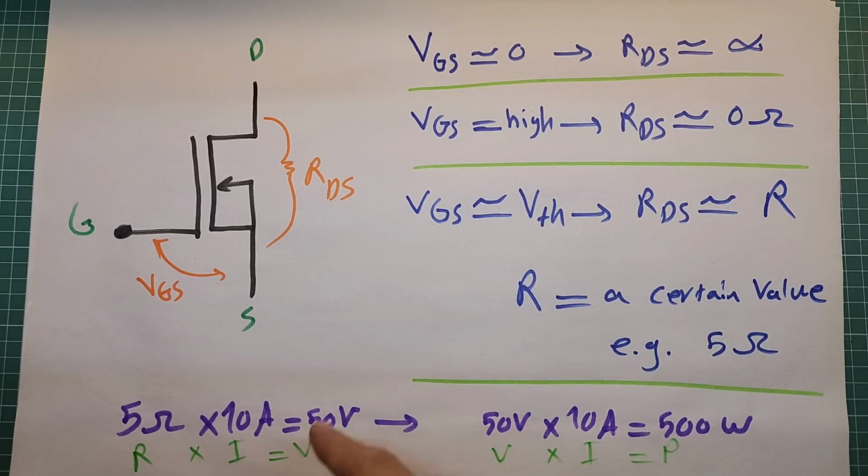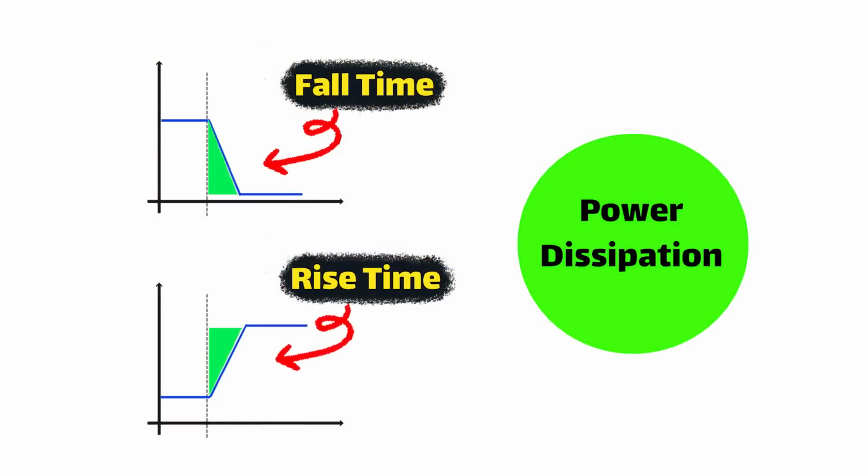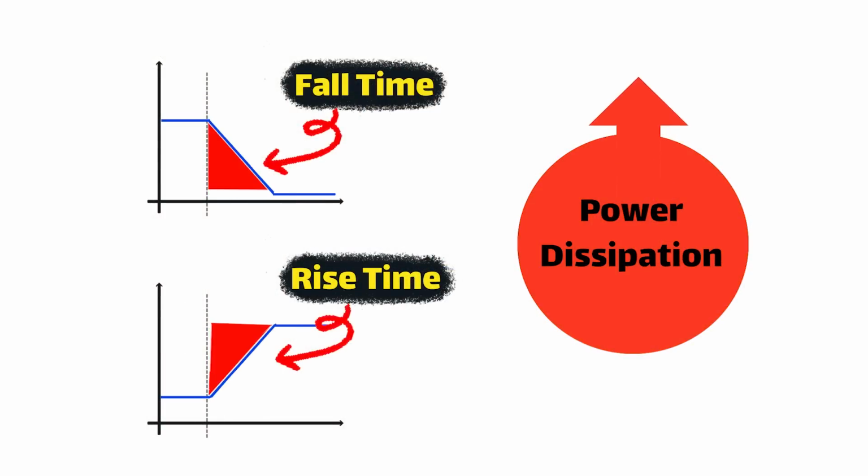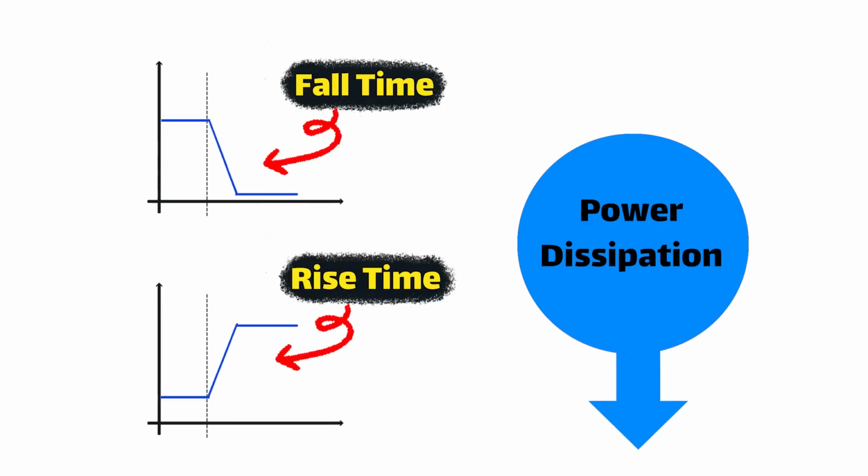So the voltage across the drain source has to be 50 volts, and eventually the power dissipated at the MOSFET has to be 500 watts at that moment, which is terribly high. This is why we have to minimize the rise time and fall time to minimize the power dissipation, preventing the device from overheating. The lower the rise time or fall time, the lower the power dissipation, and the higher the rise time and fall time, the higher the power dissipation.